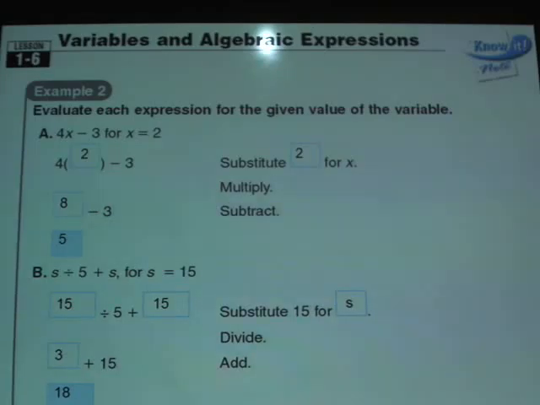Again, order of operations is necessary here. You know that division is going to come before the addition. So I'm going to do the 15 divided by 5, which is 3, and then add the 15 at the end. 3 plus 15 is 18.